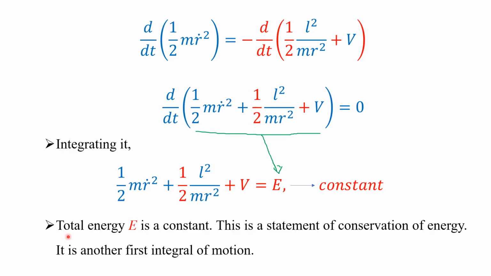This e is the total energy, which is a constant. This is a statement of conservation of energy, and this is another first integral of motion. We have already seen one integral of motion using the theta coordinate, that is m r squared theta dot is equal to L. Here is another one. This is about the first integral for the central force field.